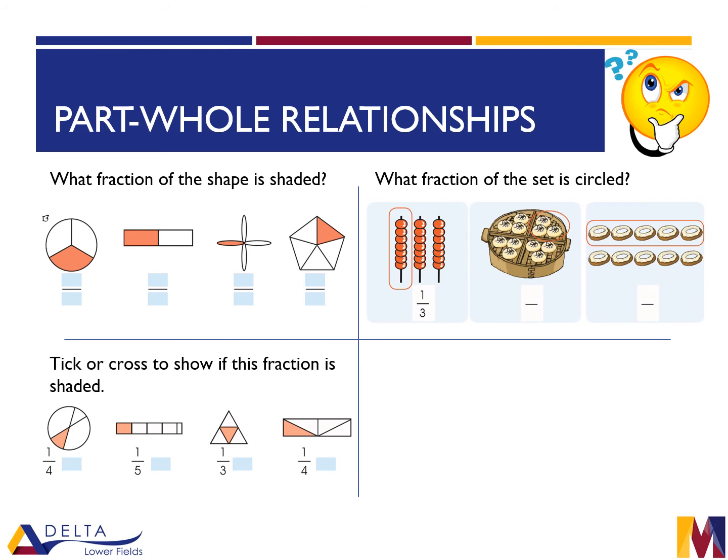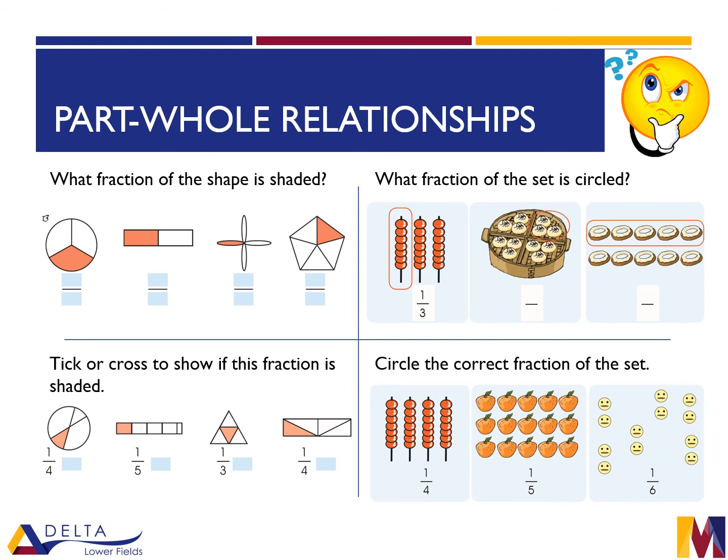How about this one? What fraction of the set is circled? So in the first set, 1/3, 1 out of 3 sticks. In the second set with the dumplings, 1/4 of the set, and we can start now to relate the idea to maybe fractions of amounts, and in the third set 1/2. Circle the correct fraction of each set. So we've got a quarter, a 1/5, a 1/6.